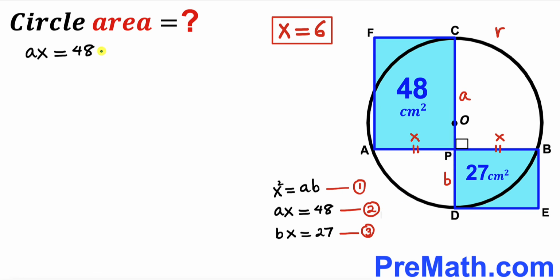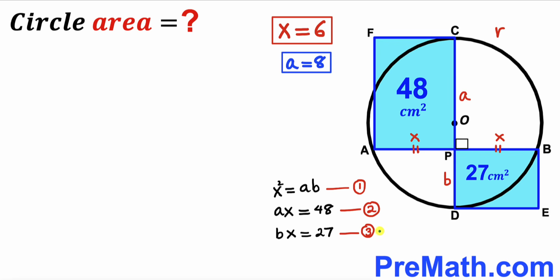And now let's focus on equation 2. Here I have copied down equation 2, a times x equals 48, and our x value is 6. So I'm going to replace the x value with 6 over here. So we got 6 times a equals 48. So therefore our lowercase a value simply turns out to be equal to 8.